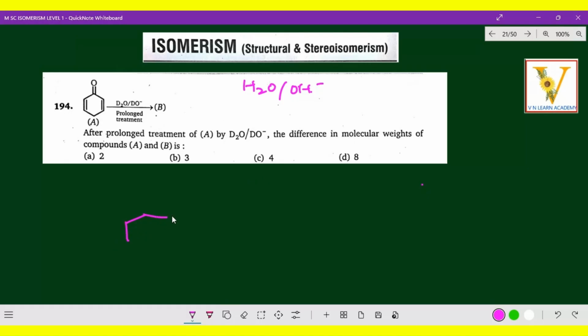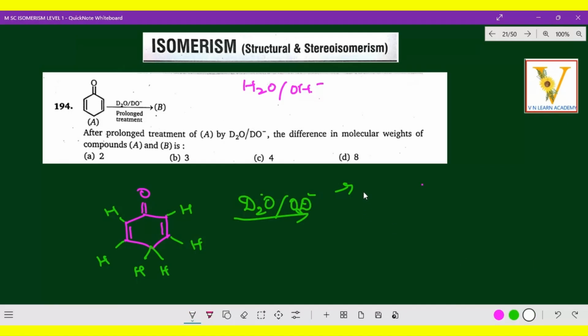See, here a keto compound is there along with the alkene. Since the keto compound is there, naturally you will have one hydrogen on this side, one hydrogen on the other side, and two hydrogens on this side. Now if you are heating with prolonged heating with D2O, right? OD minus, so this is a basic medium, 100% basic medium.